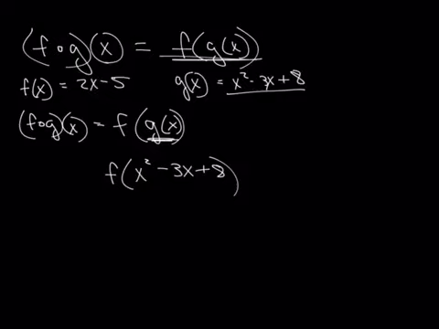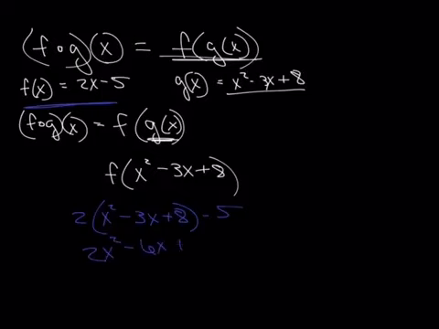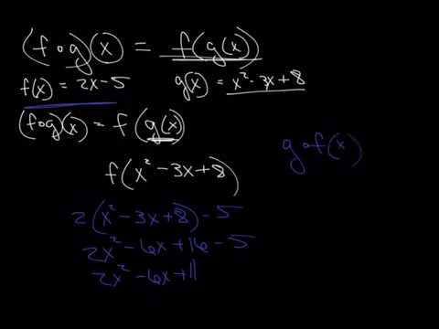So I'm going to get, for this right here, 2 times my x value minus 5. Then I'm going to distribute. Combine like terms, and I'm going to be done. Now if I were to do g composite f of x, it's going to be the exact same thing, only I'm going to do the f of x first, and then I'm going to put the g in.